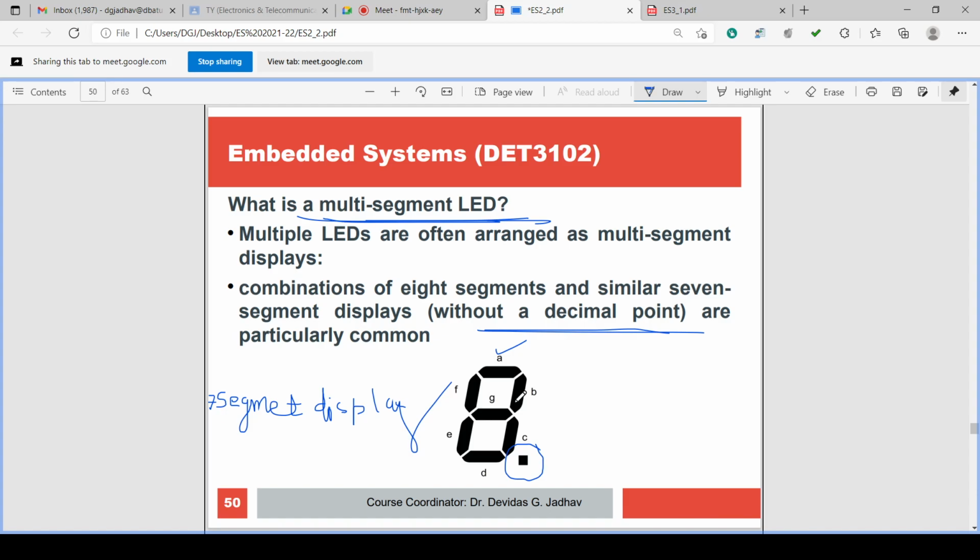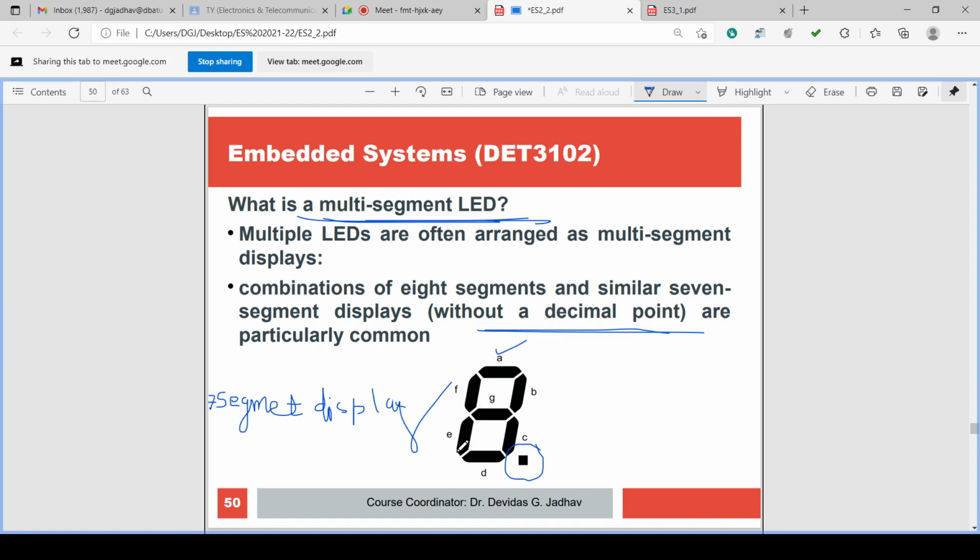Okay, small d: B, C, D, E, G. E: G, A, F, E, D. So this is E. And for F, we have to display A, F, G and E. C: A, F, E, D. You can display these.